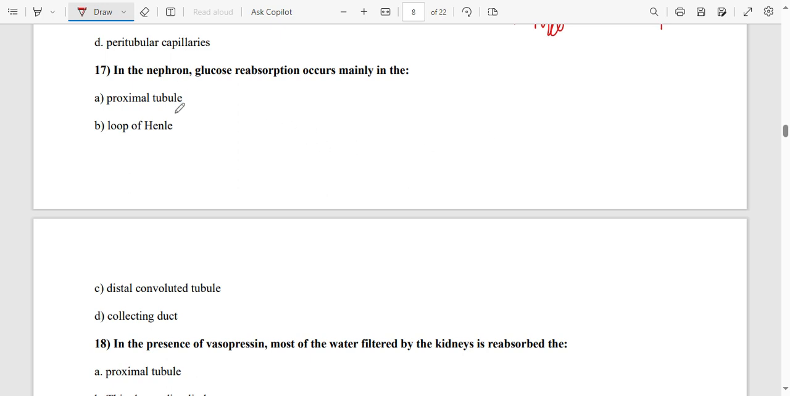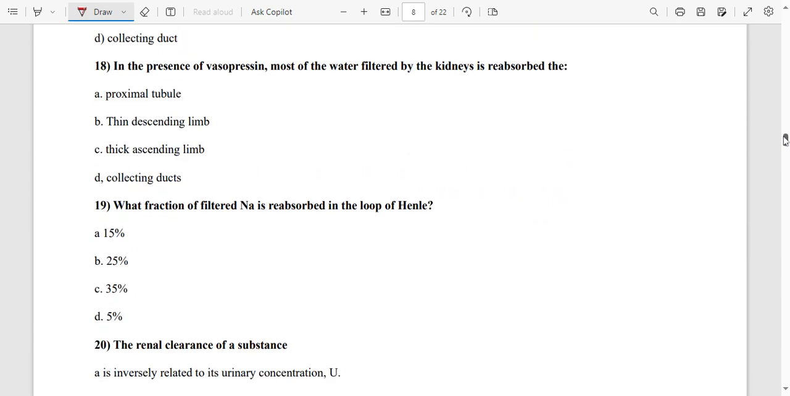17. In the nephron, glucose reabsorption occurs mainly in the proximal tubule, loop of Henle, distal convoluted tubule, collecting duct. Which one do you go for here? Okay, so glucose, amino acids, lactate, in other words, nutrients, are supposed to be 100% reabsorbed in the proximal convoluted tubule. So don't expect to find glucose in urine because it's 100% reabsorbed.